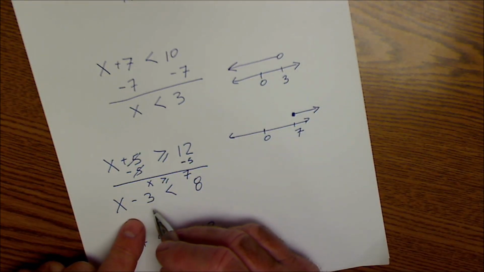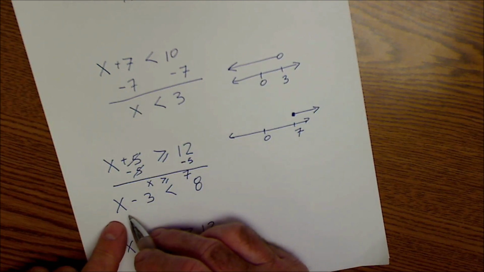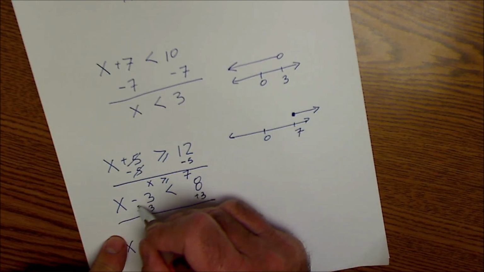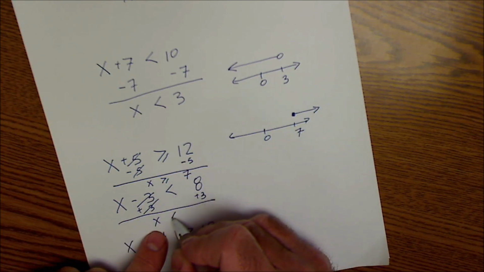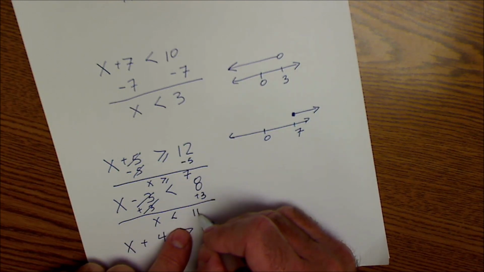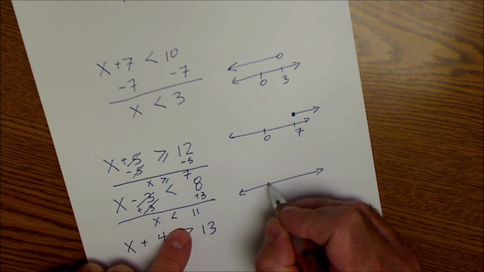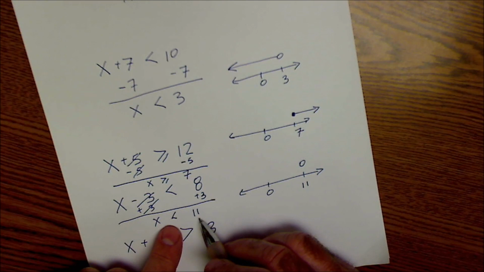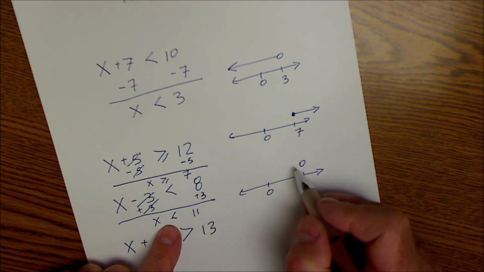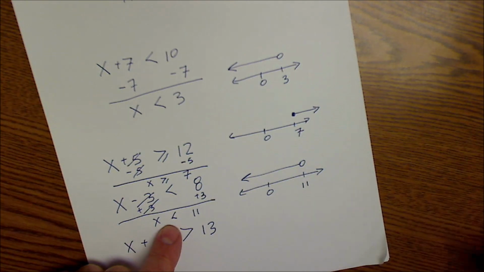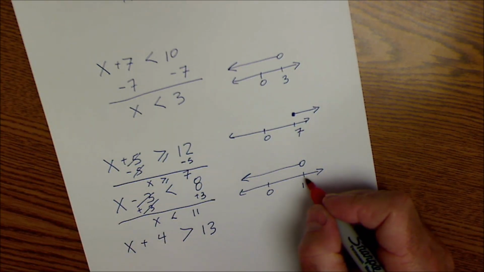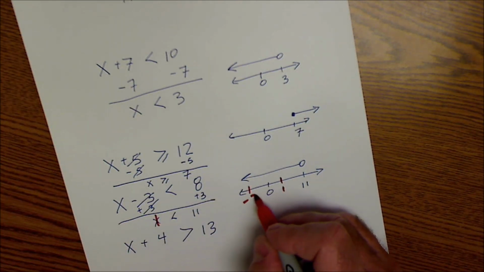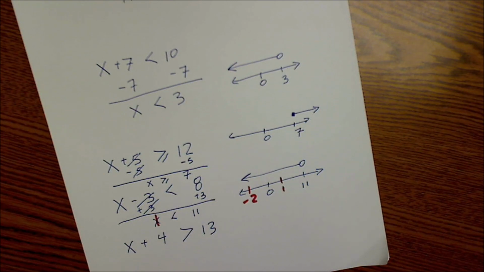Next one, I have x minus 3 is less than 8. I want x by itself. I'm going to add 3 to both sides. Those will cancel. Give me x by itself. This is still less than. 8 plus 3 is 11. X is less than 11. Here's 0. Here's 11. Open circle, because it is not equal to 11. It is only less than it. And then it's to the left. And then the check is I could pick any number to the left of it. Like let's say 1. And I plug 1 in there. 1 is less than 11. -2. -2 is less than 11.